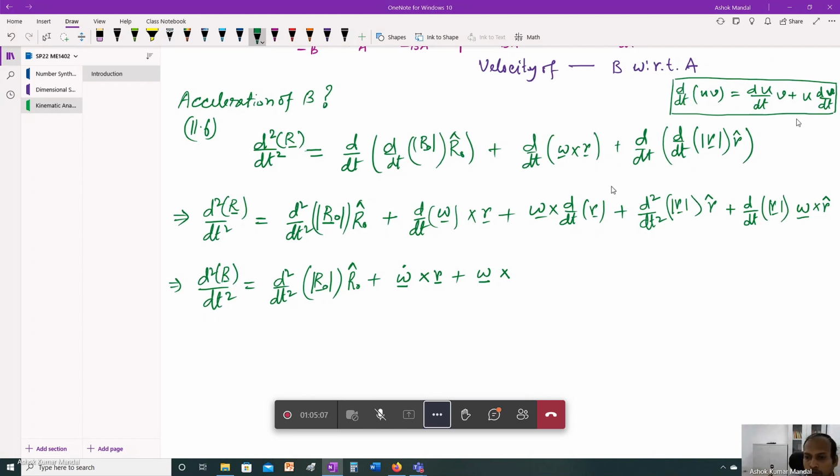Now what should we write for this? Omega cross R dot. Then the derivative of the magnitude in the R direction. Agreed?